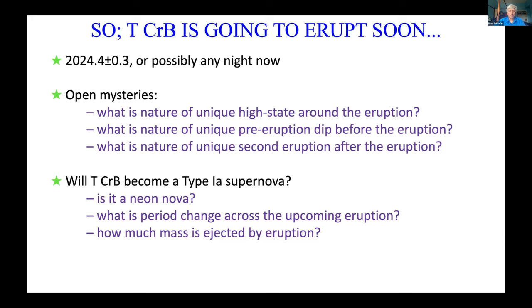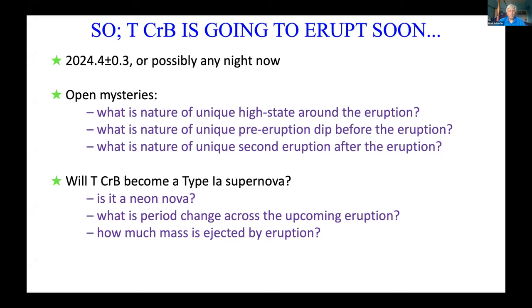But here's another one related to the evolution, which goes into the type 1A supernova question. How is the period going to change across the upcoming eruption? And how is the subsequent period change after the eruption going to be happening? These all tie into the evolution and go into the question of whether T CrB can possibly become a type 1A supernova. For these period changes, it really all comes down to amateurs in their backyard visually watching the ellipsoidal changes. So it's something you can take part in here.